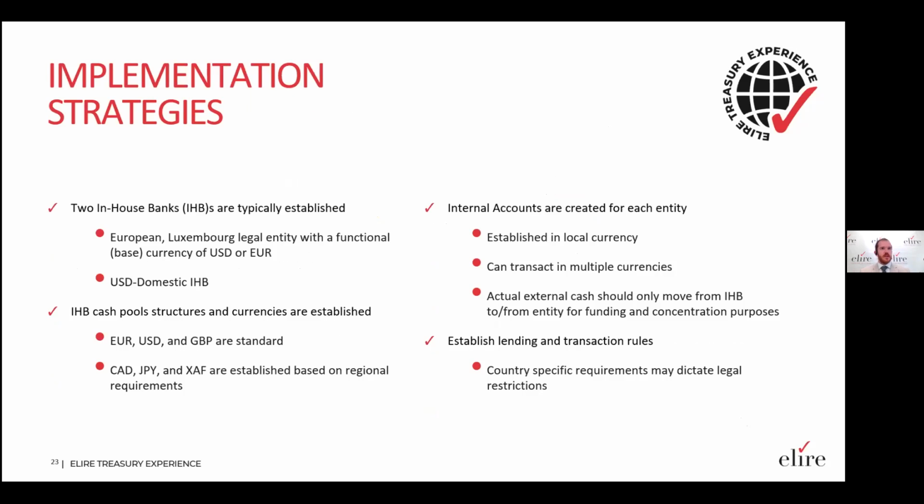With that, what are some of the key implementation strategies? What are really the essential strategies that we look at when we go to implement an IHB? We've talked a lot about the different benefits or different areas that we focus in, but what do we really need to establish a sufficient in-house banking strategy?